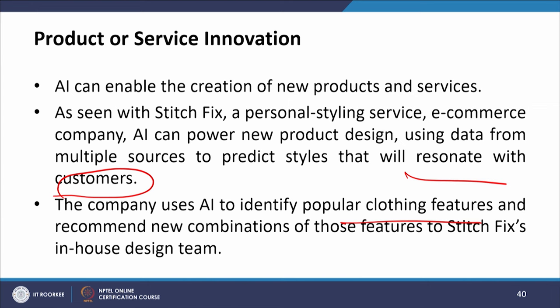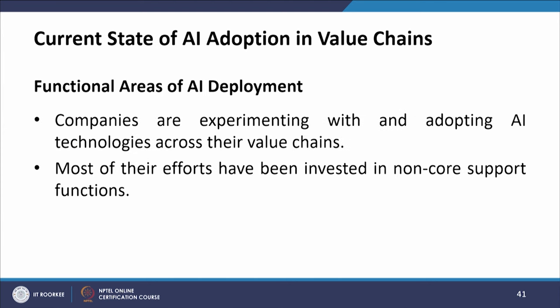So, the design team can come up with an entirely new product, a different kind of product. So, current state of AI adoption in value chain, the first is the functional areas of AI deployment. Companies are experimenting with and adopting AI technologies across their value chains. Most of these efforts have been invested in non-core support functions. So, we are talking of non-core support functions.